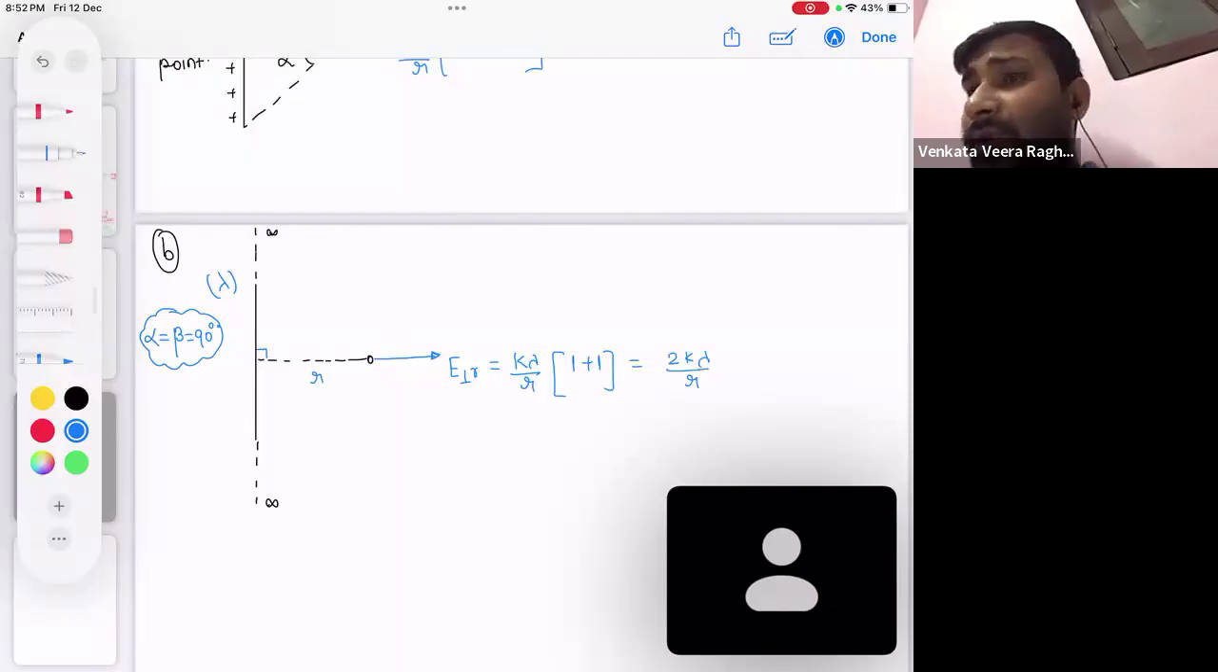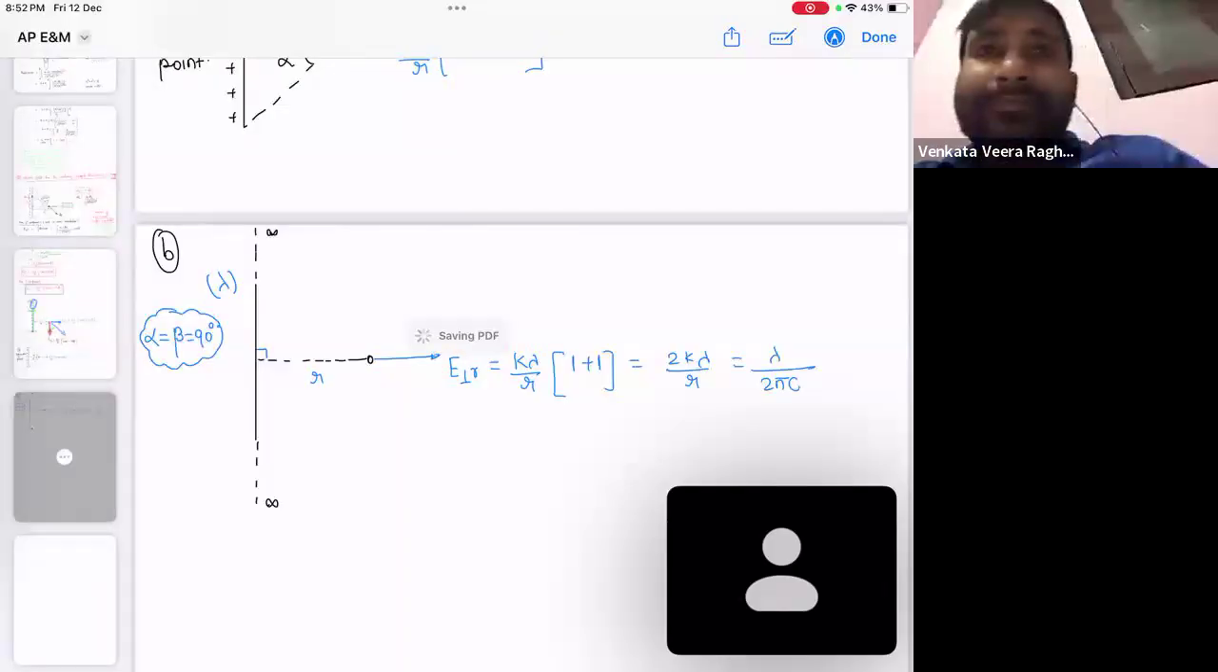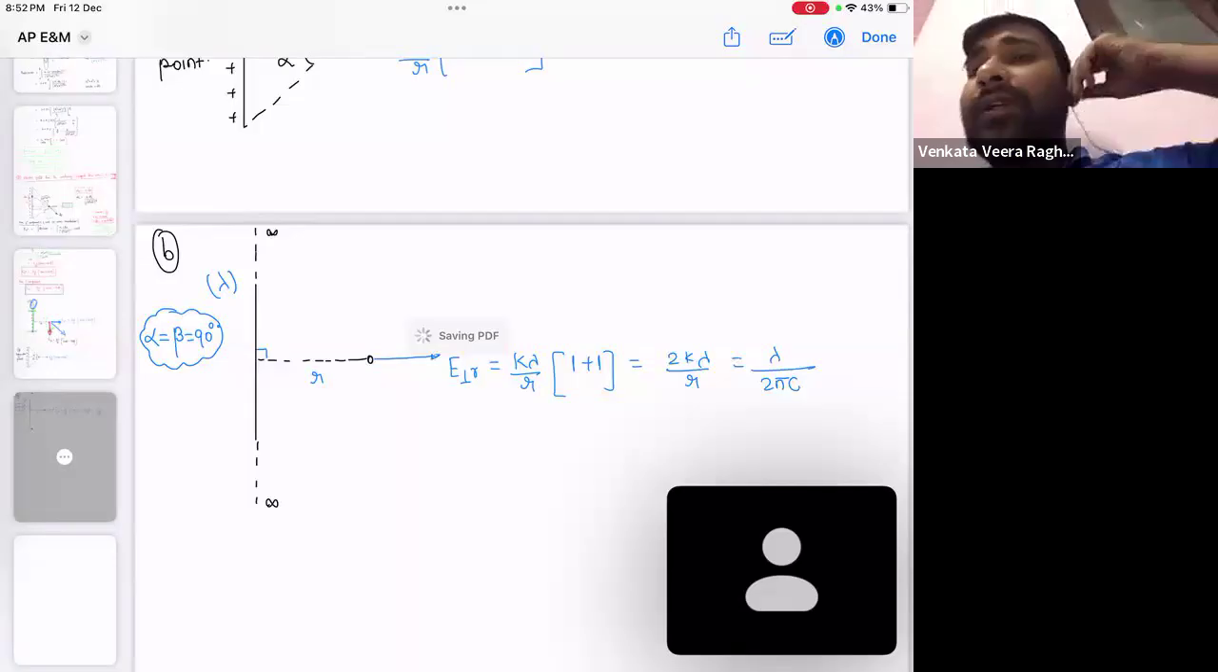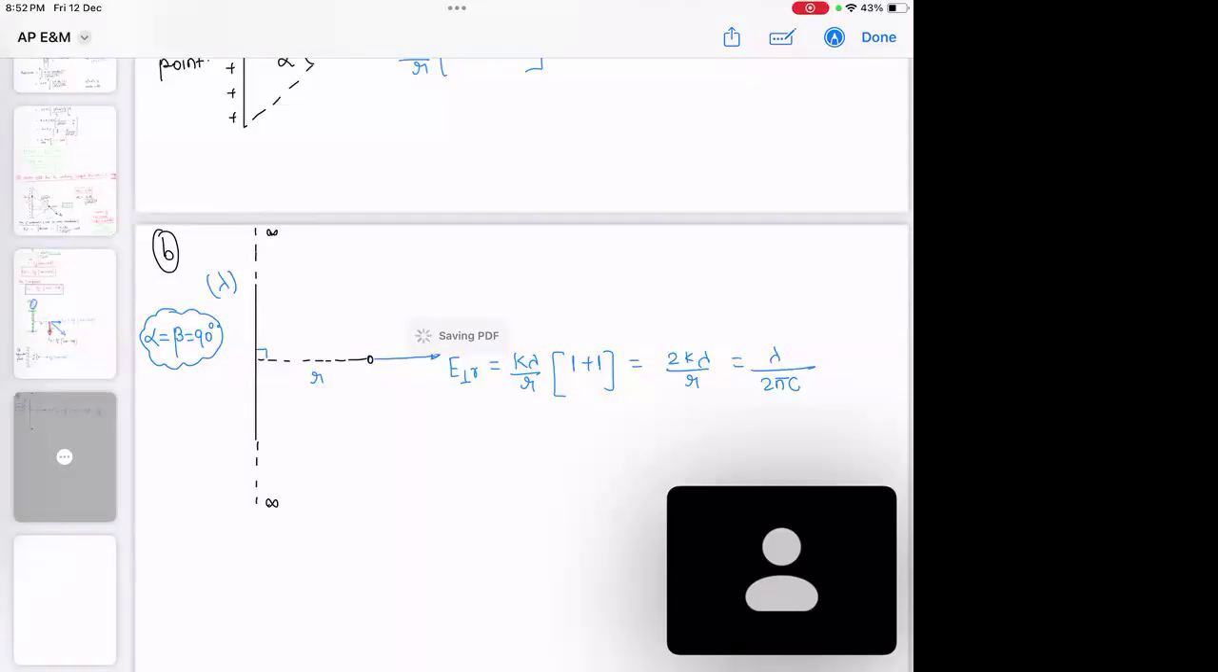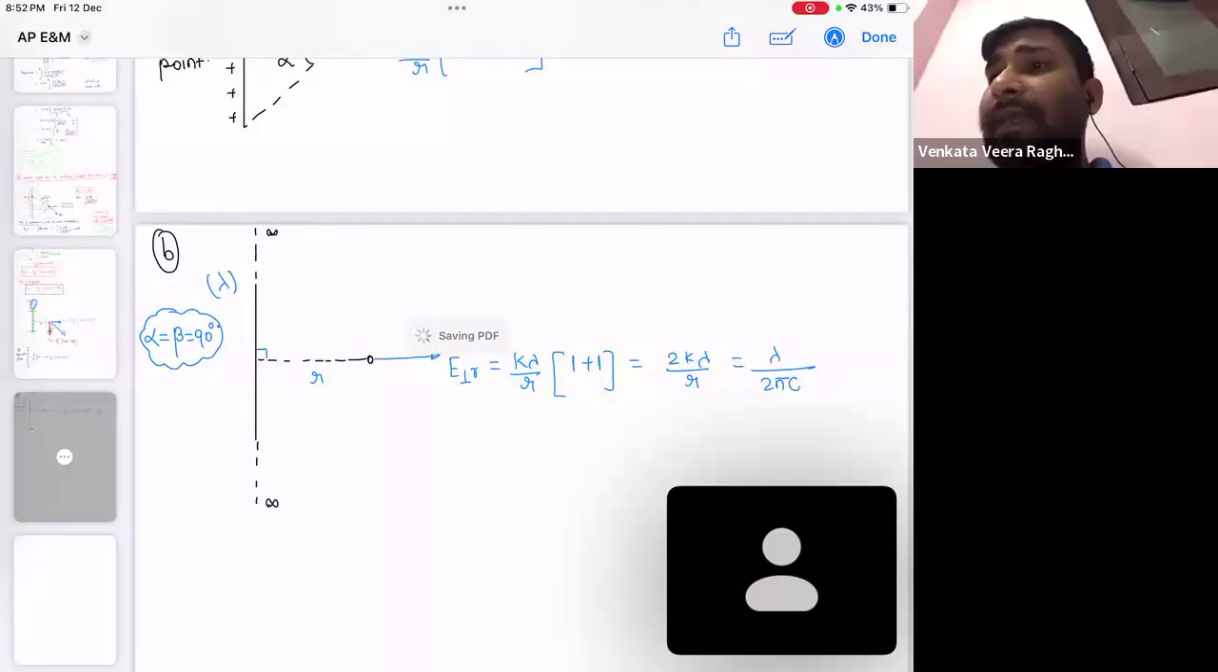Are we getting 2k lambda by r? And if I put k as 1 by 4 pi epsilon naught, are we going to get lambda by 2 pi epsilon naught r? Please tell me. Yes, sir. The field due to an infinite wire, what are we getting? Lambda by 2 pi epsilon naught r.